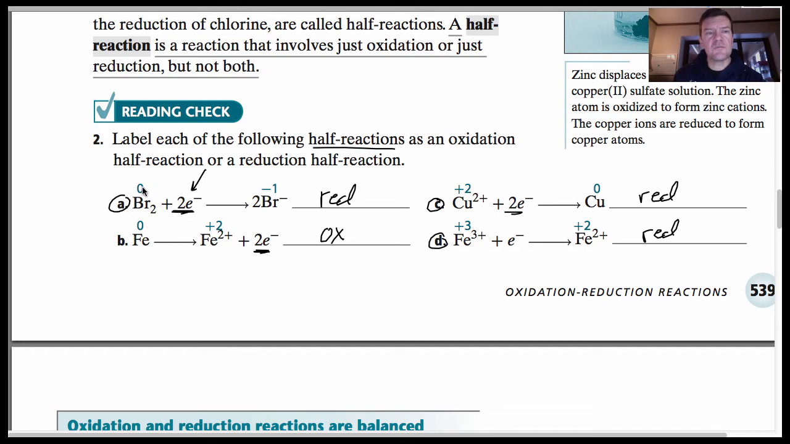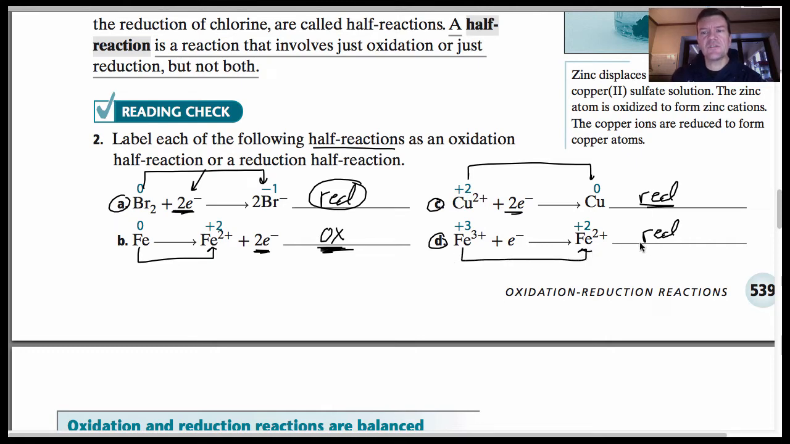We can look at it that way as well. Look at bromine, it goes from 0 to -1. The oxidation number went down, that's reduction. Iron went from 0 up to +2. If the oxidation number goes up, that's oxidation. Here, copper's oxidation number goes from +2 down to 0, that's a reduction. Here again, iron from +3 down to +2, that's reduction. It's just that simple.